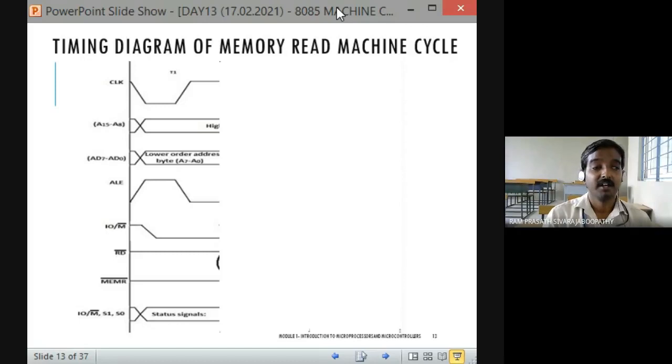What about the T2 state? What will happen in the T2 state? Any idea? What about the status of ALE during the T2 state?